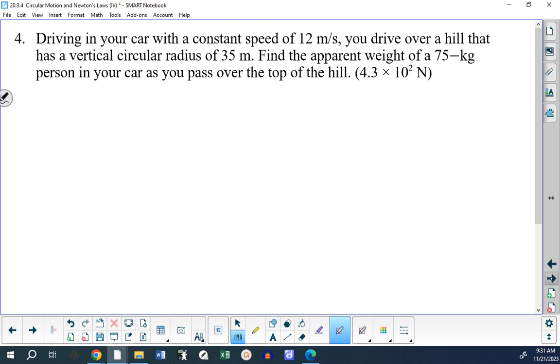Okay? And remember that when we talk about the net force in terms of circular motion, this is also called the centripetal force.